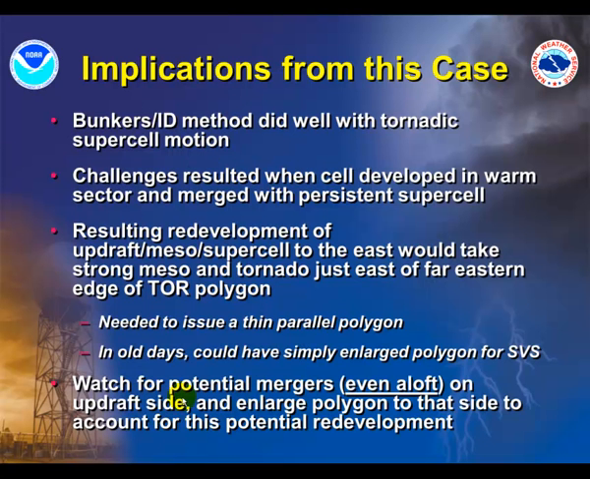What that really means is we need to watch out for these potential mergers, even in the warm sector and even aloft. This one showed up at the surface well in advance of the merger. But sometimes these mergers basically show up aloft, and you're going to see them in 4 panels or all tilts, and that can give you a little bit of heads up that something might occur and maybe allow you to enlarge the polygon on that inflow updraft side of the storm if you're going to see a potential merger coming up.